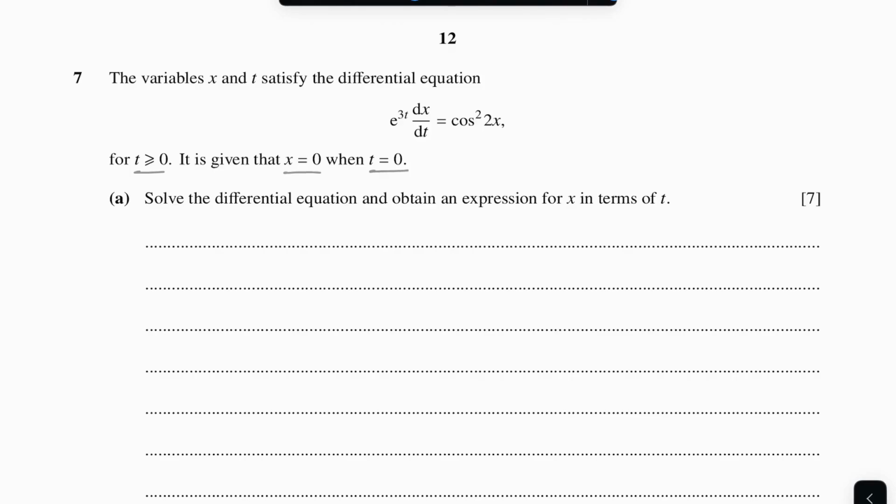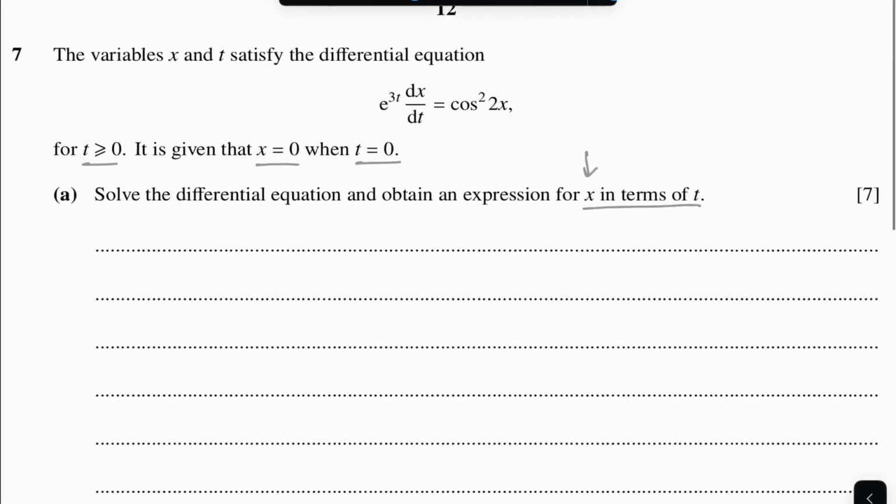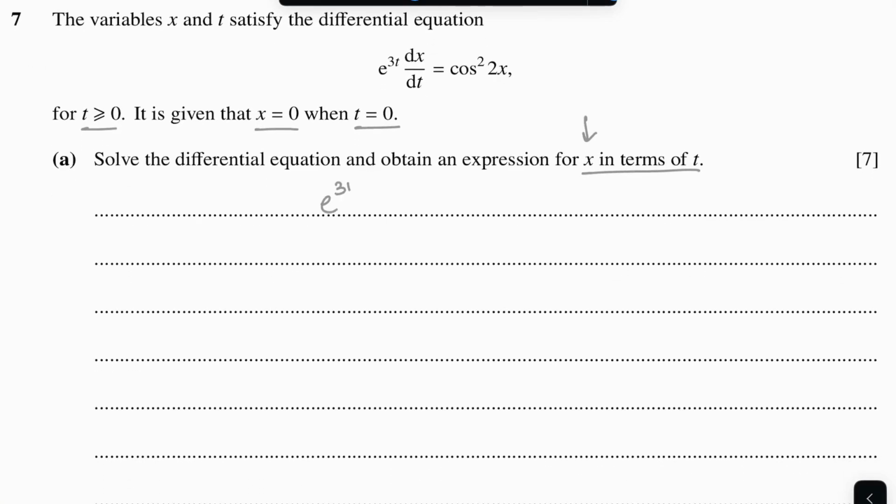So for part A, we have to solve this differential equation and obtain an expression for x in terms of t, which means that we will be turning x into our subject. So let's start. This is our differential equation. Now, the first thing we're going to do is try and get everything with x on one side and everything with t on the other side. So first, I'm going to send the dt to the other side.